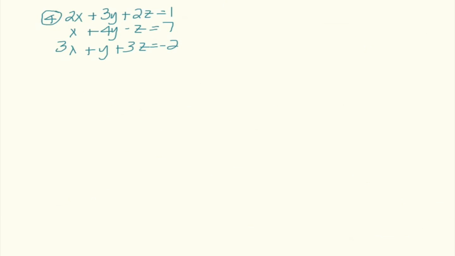So the next problem we're going to do is number 4 on the review, and this is going to practice using Cramer's rule. So here's my first determinant, D. My first column are my x coefficients.